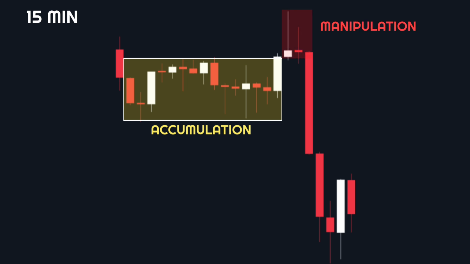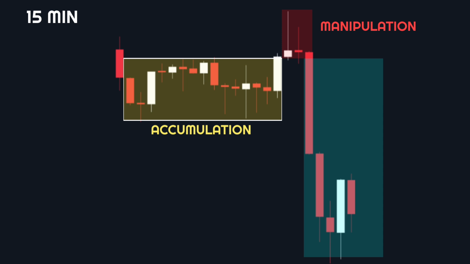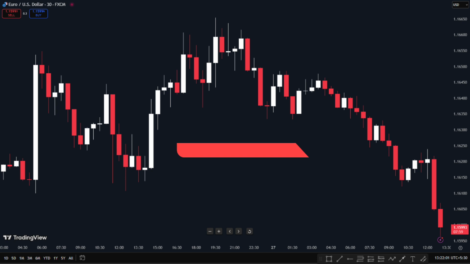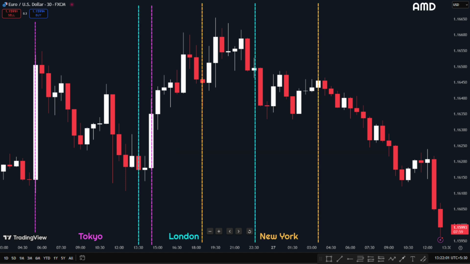The manipulation phase is complete. Right after this, the distribution phase begins. Price rallies aggressively and breaks out to the upside, leaving the short traders trapped and fueling the bullish move. This is where smart money entries are made, with risk defined below the manipulation and targets placed at higher liquidity zones.